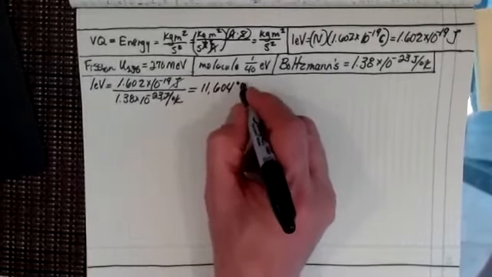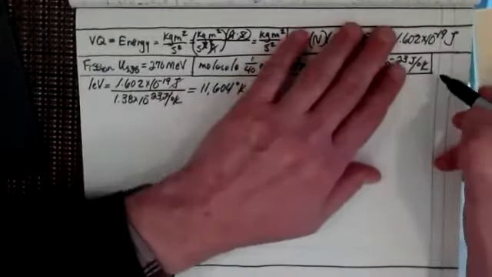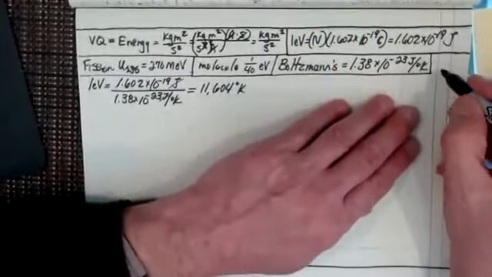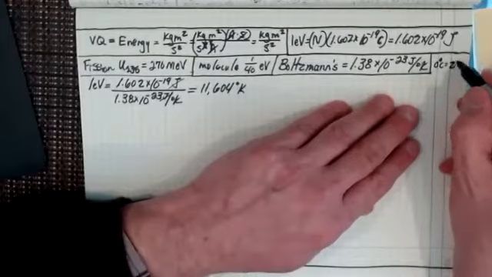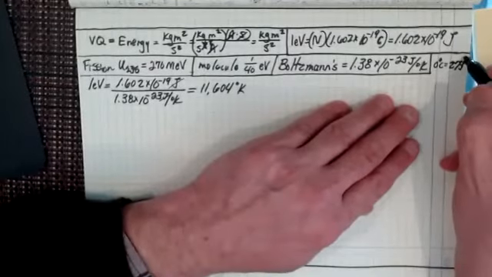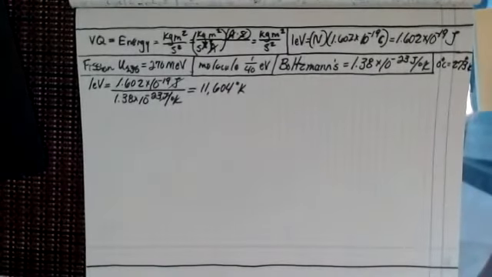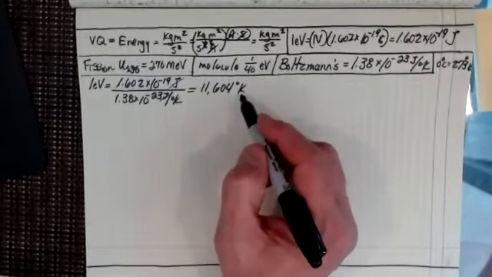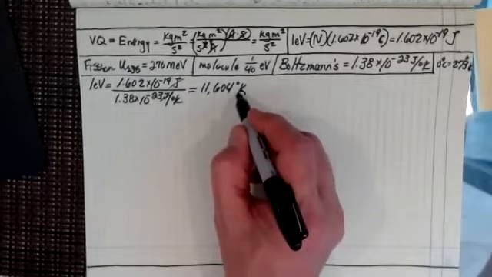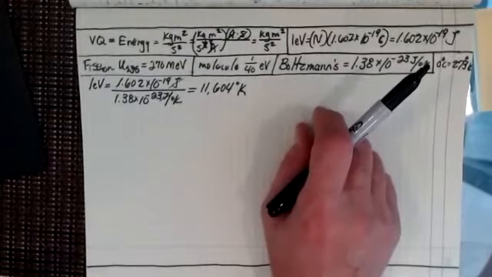11,604 degrees Kelvin. And if you remember correctly, the offset for the Kelvin degrees is, 0 degrees Celsius equals 273, or I should say 273.15 degrees Kelvin. So you can see this is still like the surface of the sun. So that's the temperature we need to overcome 1 electron volt.